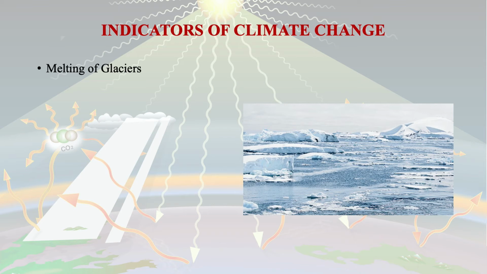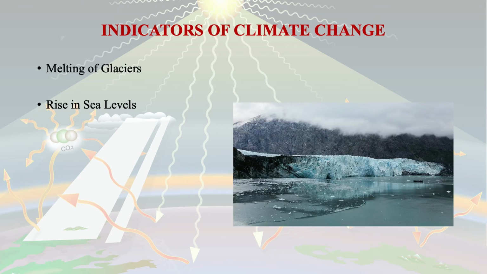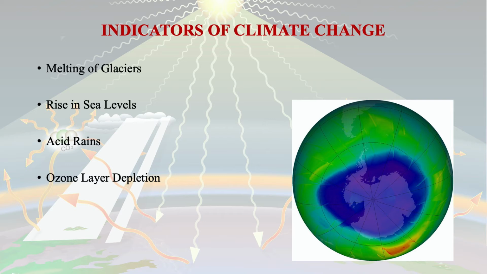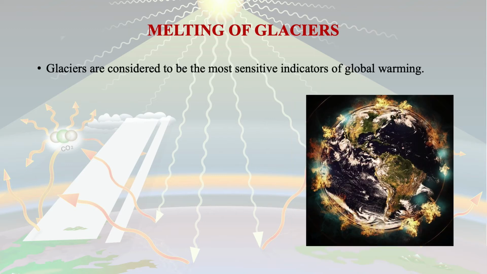So, let us see what the indicators of climate change are. The indicators are melting glaciers, rise in sea levels, acid rains, and ozone layer depletion. First, let us see melting glaciers.